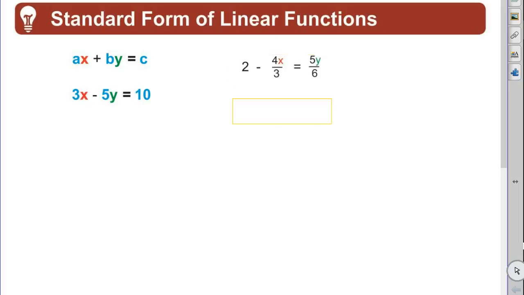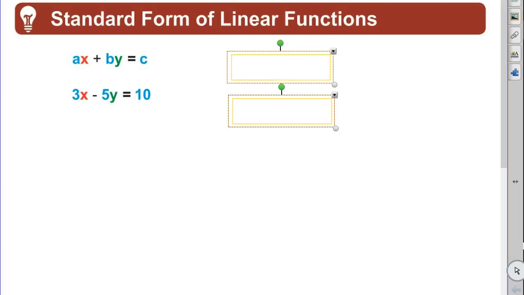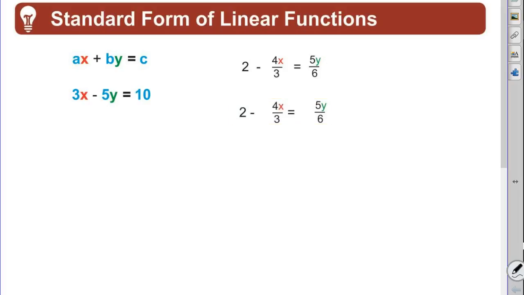All right, so suppose we had something like this, 2 minus 4x over 3 equals 5y divided by 6. What I want to do here is multiply both sides by the LCD. Technically, we're going to multiply the left by the LCD, and then multiply the right by the LCD. So technically it's like this, multiply the left by 6, multiply the right by 6.